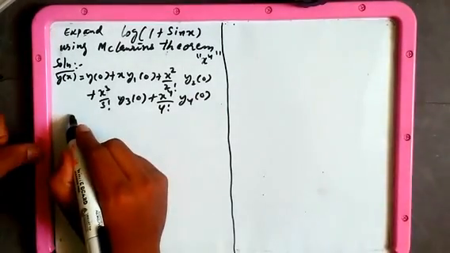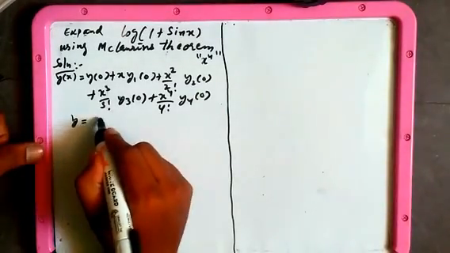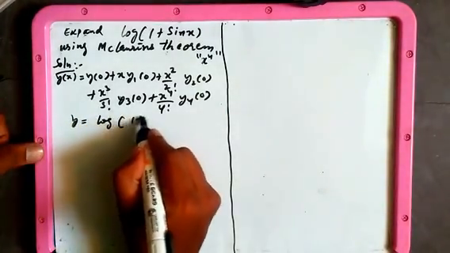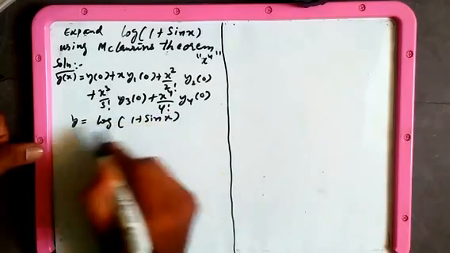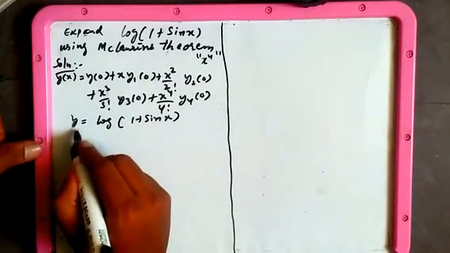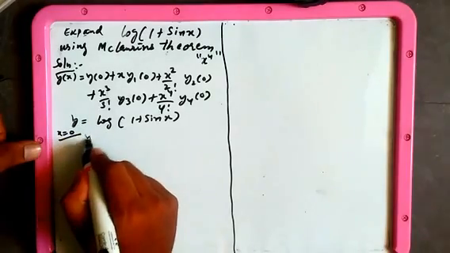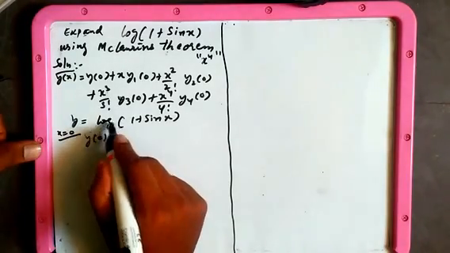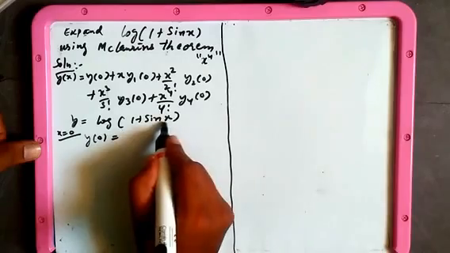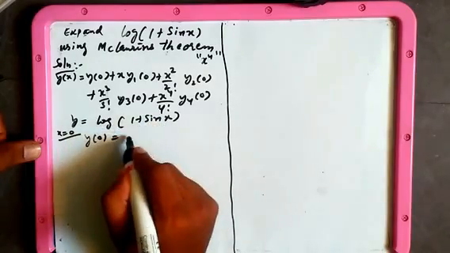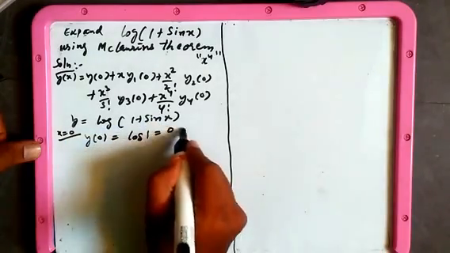Let us take the equation. So we have y is equal to log of 1 plus sine x. At x equal to 0, if you substitute x equal to 0 in the above equation, y at 0 will be equal to log of 1 plus sine 0. Sine 0 is 0, so log 1, and log 1 is 0.